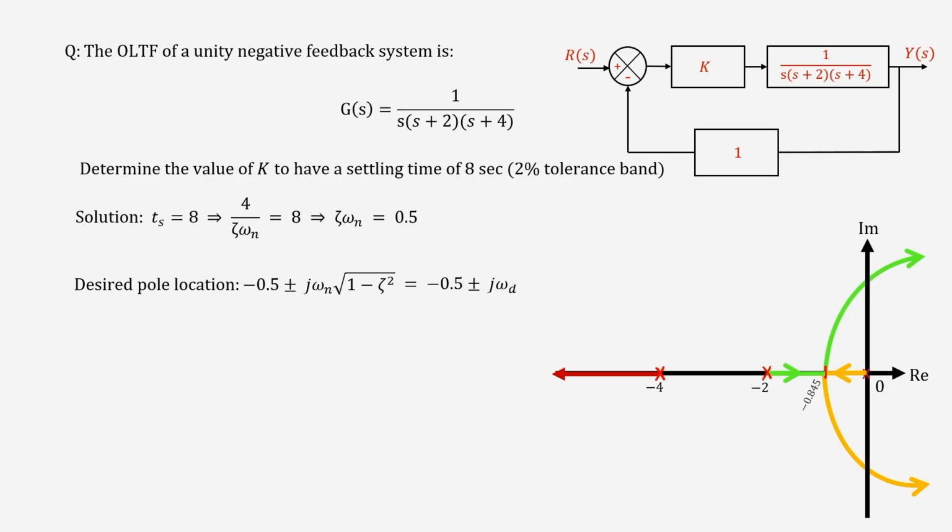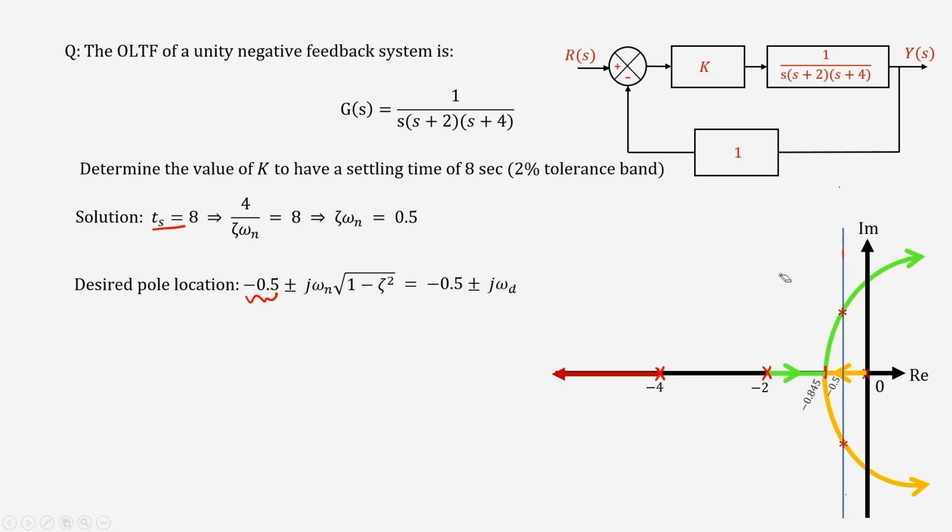So now I want my desired pole location to have real part -0.5. Remember, the settling time directly gives you the real part. So the real part has to be 0.5. Suppose this is 0.5. You see this line, any point on this line will correspond to zeta equal to 0.5, and this line cuts the root locus at this point. So this is the point which will be your desired pole location. These 2 points will be your desired pole locations here.